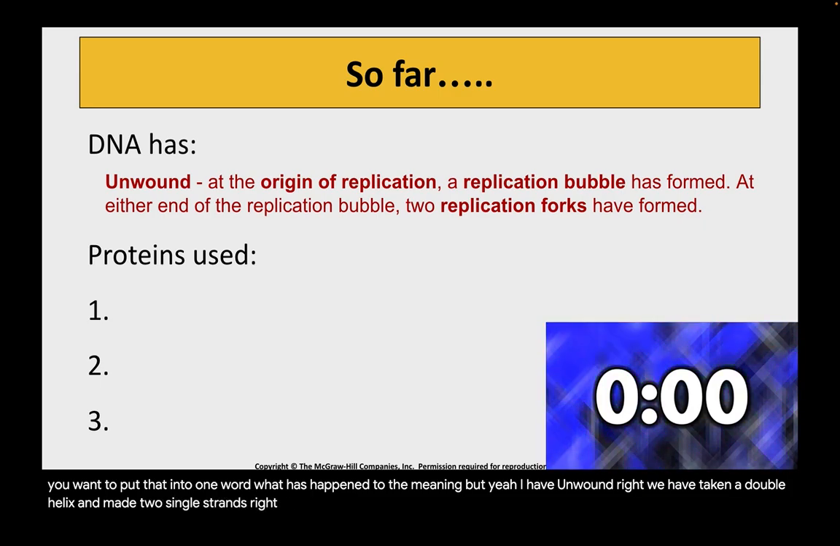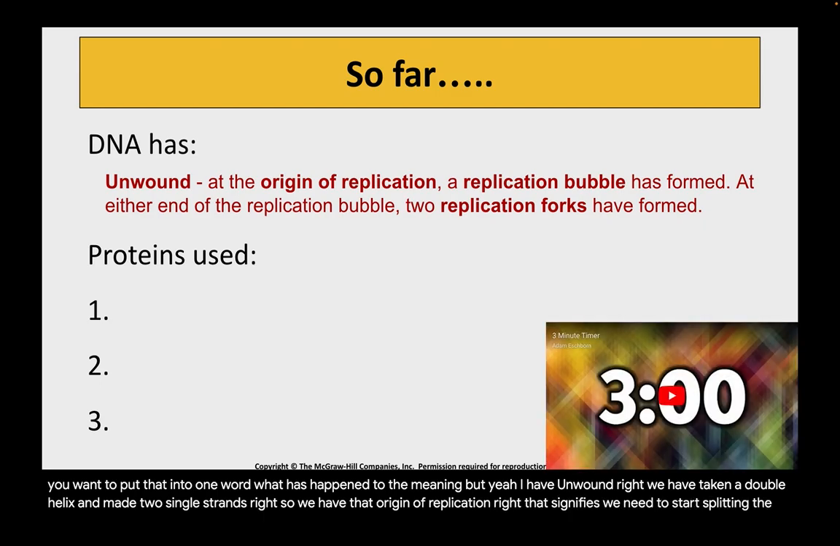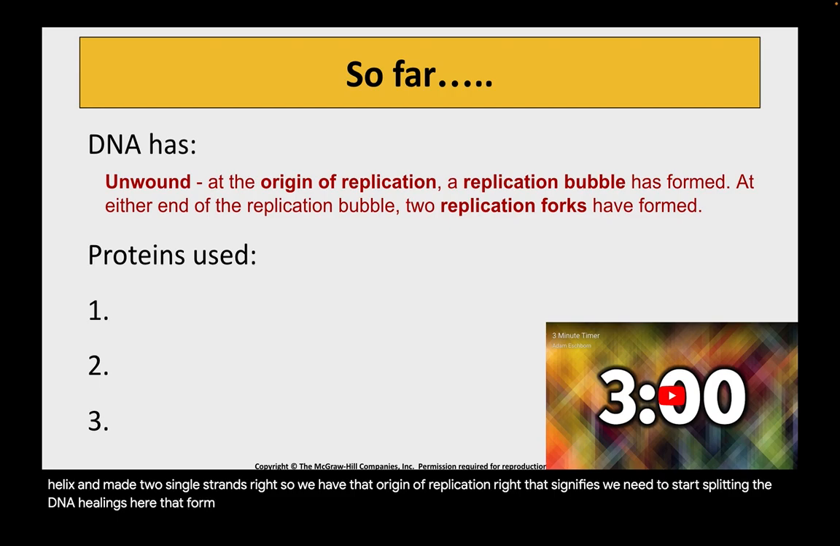Right, so we have that origin of replication, right, that signifies we need to start splitting the DNA helix here. That forms the replication bubble. On either side of that bubble, we have that replication fork where the actual unzipping is occurring. All right, what proteins are being used to do this? What one is doing the actual unzipping?